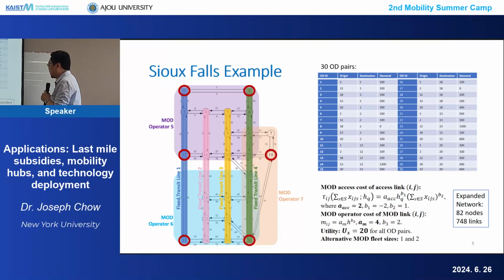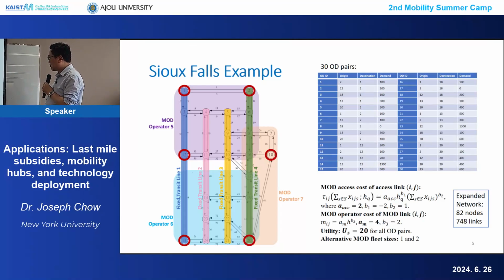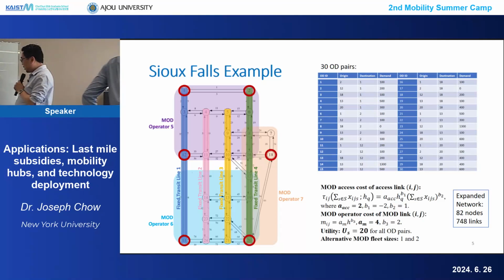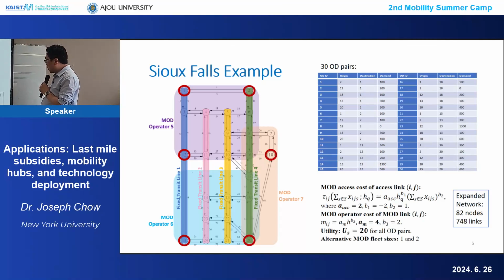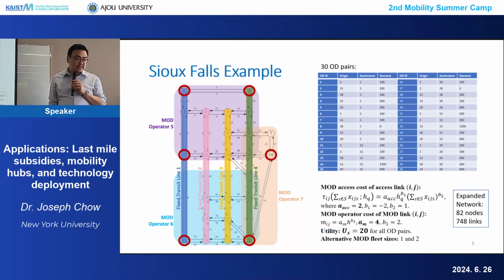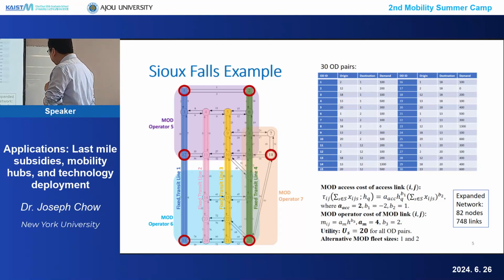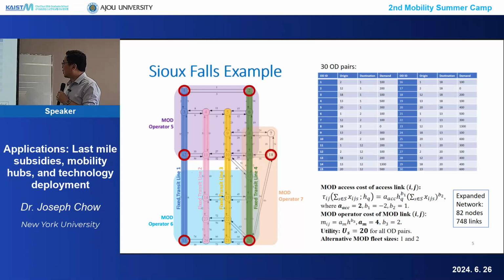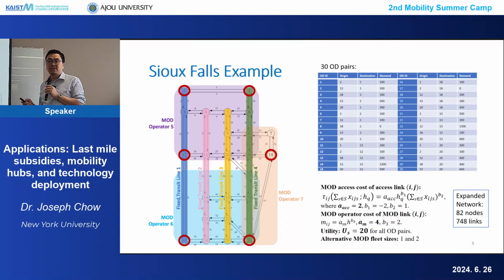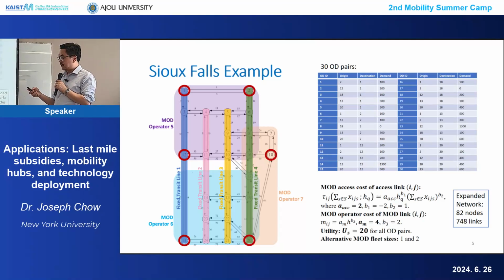And then we have specific congestion functions, link performance functions, and utilities of 20 for each OD pair, meaning the dummy links connecting these OD pairs have utilities of 20, right? And we're considering different alternative fleet sizes for the MOD fleets as well. Okay, and this is all in the paper, which should be out in a month.